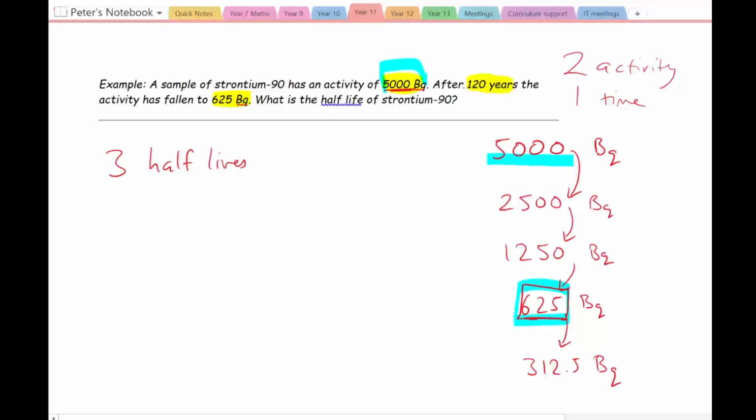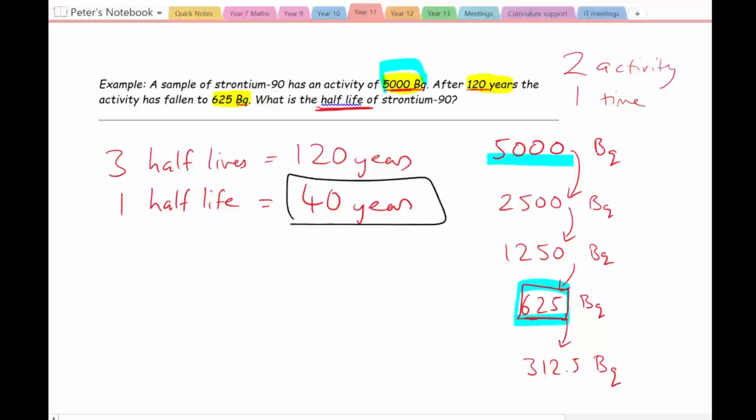And it also tells you that is the same as waiting 120 years. So if 120 years is 3 half-lives, what is the half-life? It's basically saying, well, how long is 1 half-life? So if 3 half-lives is 120 years, 1 half-life is going to be 40 years. And that's your final answer.